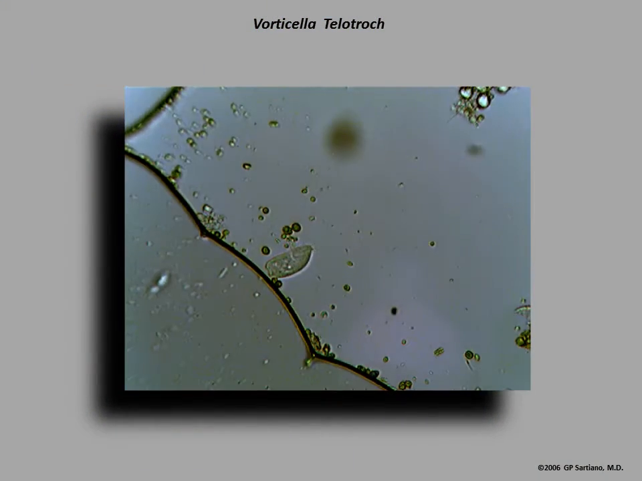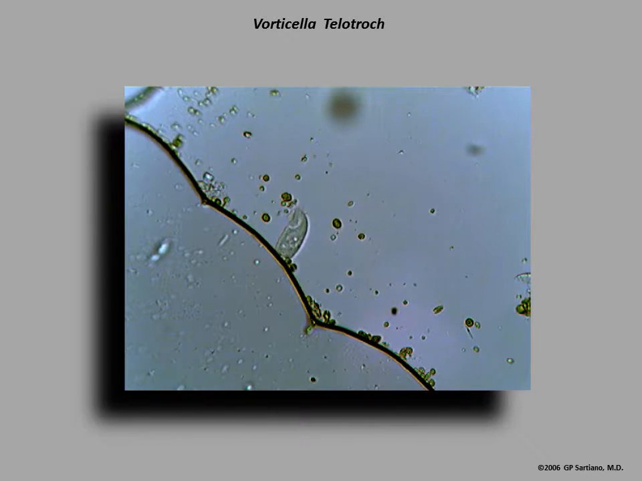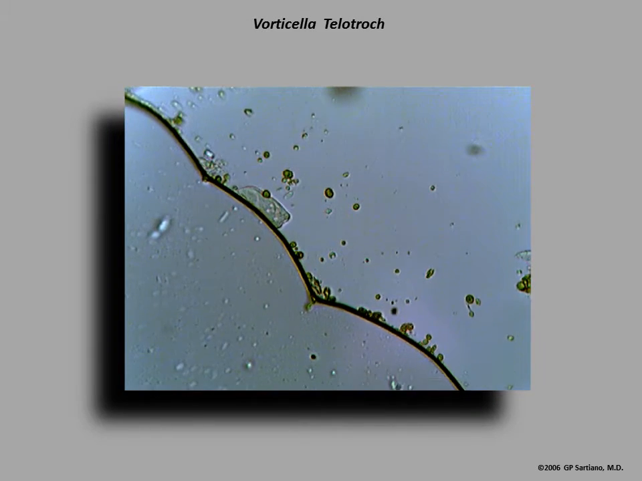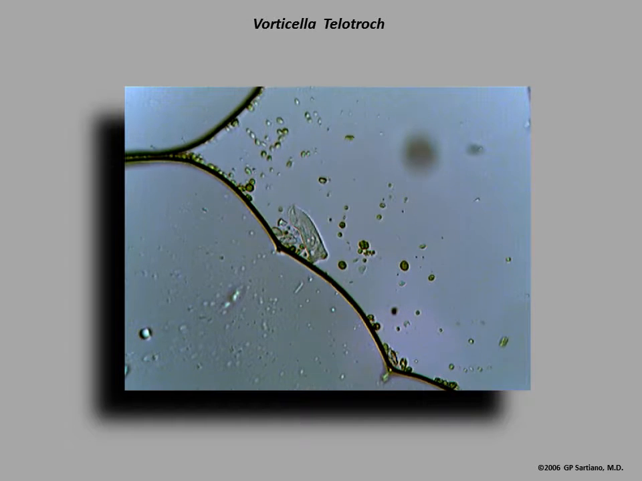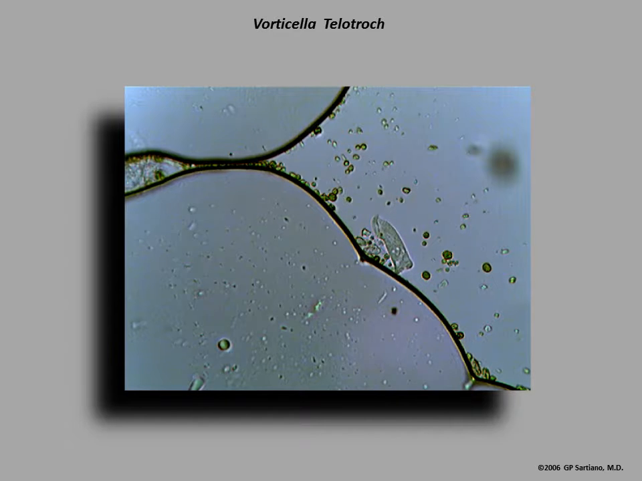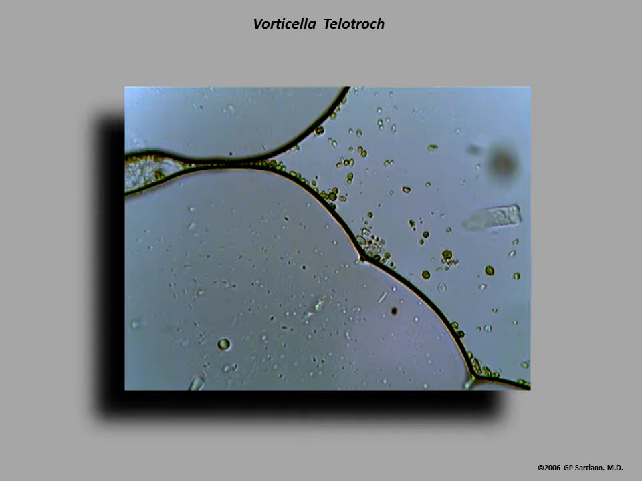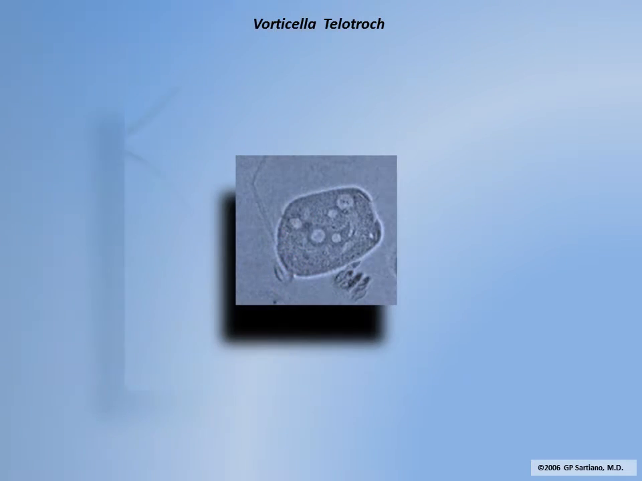This telotroch is also swimming freely. Note that it contracts periodically and that its motion is fundamentally dependent upon its basal ciliary ring. Contractility in vorticella is not limited to the adult stalk, but is also a regular feature of the body of the telotroch.